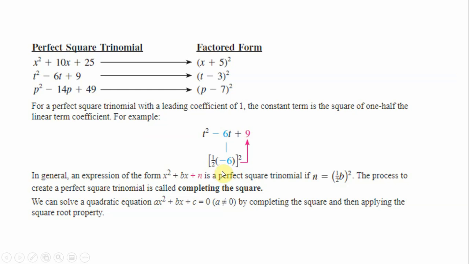So a general expression of the form x squared plus bx plus n is a perfect square if n is equal to the square of 1/2 of b. Take half of it and square it. The process to create a perfect square trinomial is called completing the square, and we can actually build that up to make sure that this works. So here we can solve a quadratic equation, x squared plus bx plus c equal to 0, by completing the square and then applying the square root property.